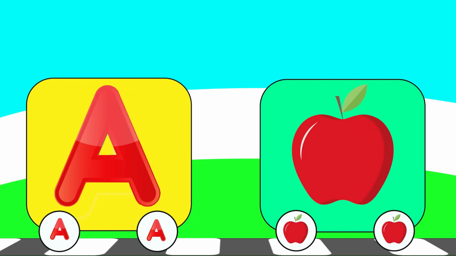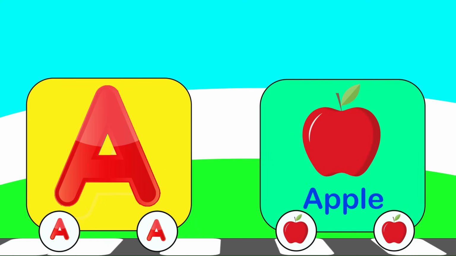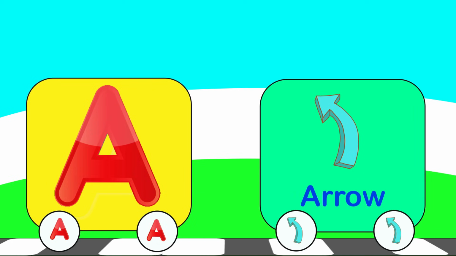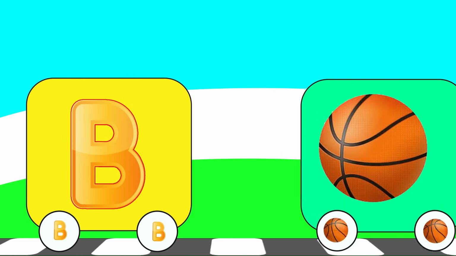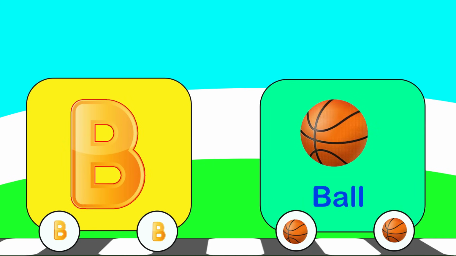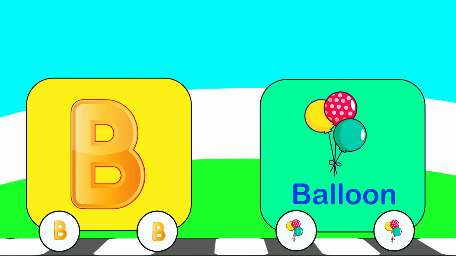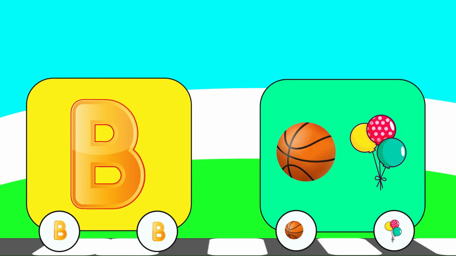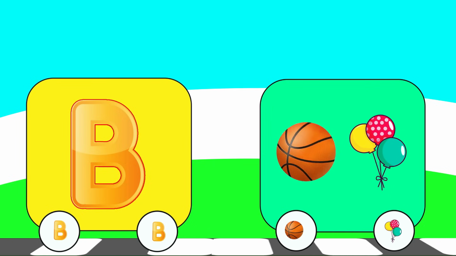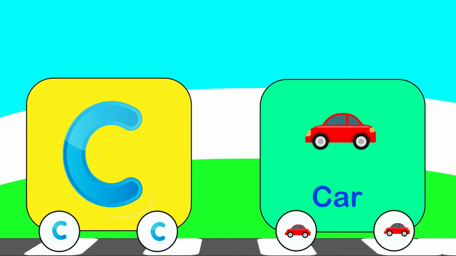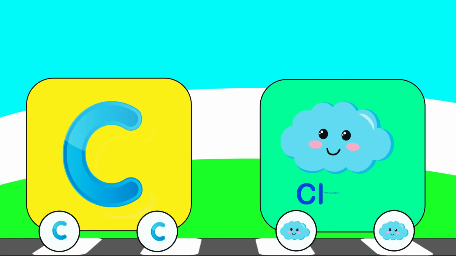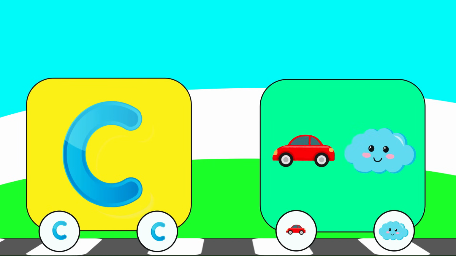A is for apple, A is for arrow. B is for ball, B is for balloon. C is for car, C is for cloud.